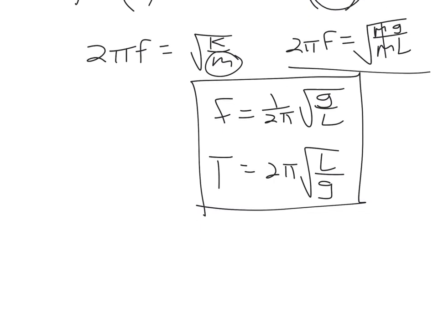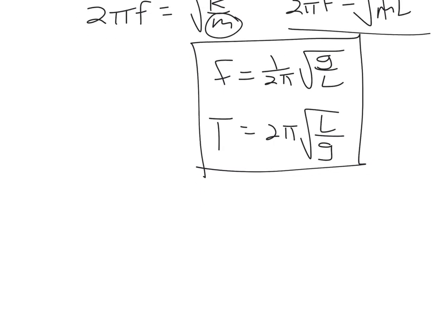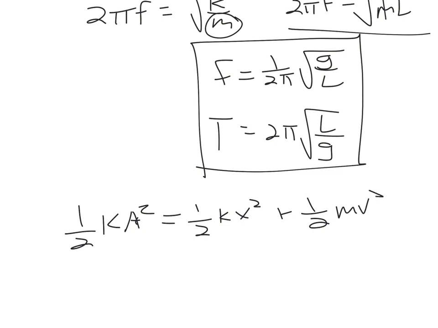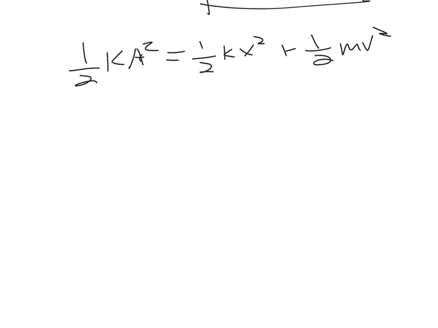And for both of them, for the spring we had half k a squared was the energy, equal to half, at any point after you let it go, equal to half k x squared plus half m v squared. With a pendulum, it's a little bit, I think, easier. The pendulum doesn't have an elastic constant, right? It just had that mg business.